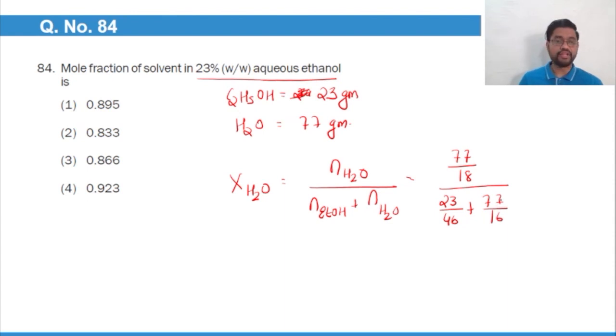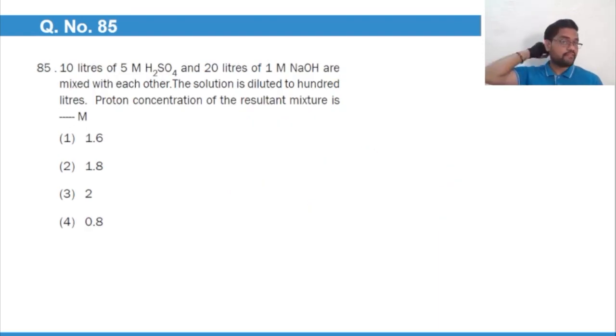If you solve this, you will get the answer as 0.985. Hence option number 1 will be the right answer. Question 85: 10 liters of 5 molar H2SO4 and 20 liters of 1 molar NaOH are mixed with each other. The solution is diluted to 100 liters. The proton concentration of the resultant mixture is?